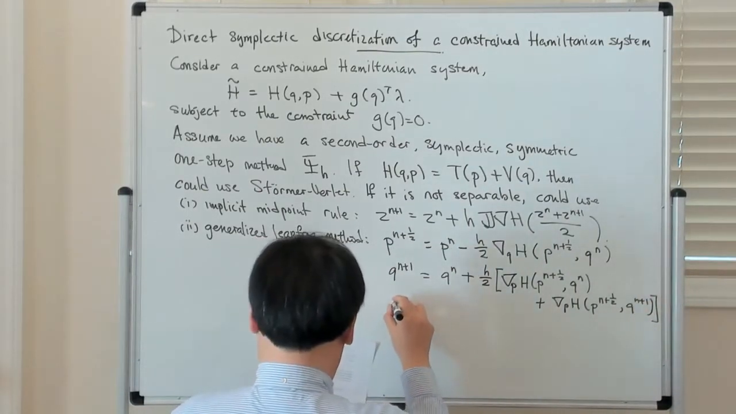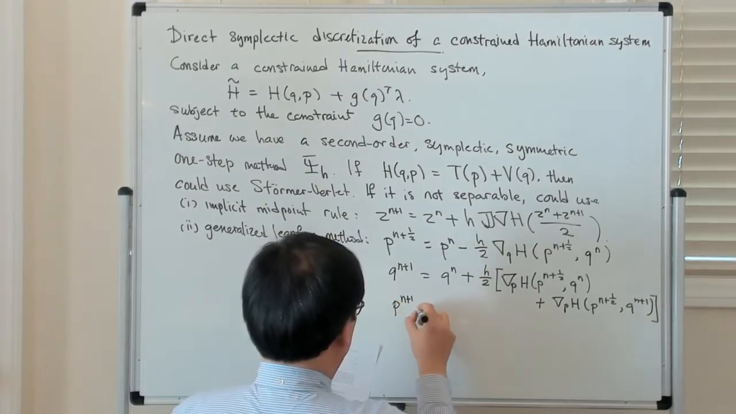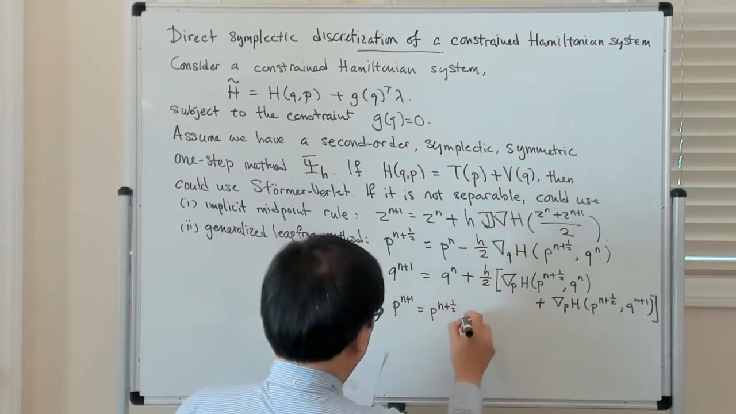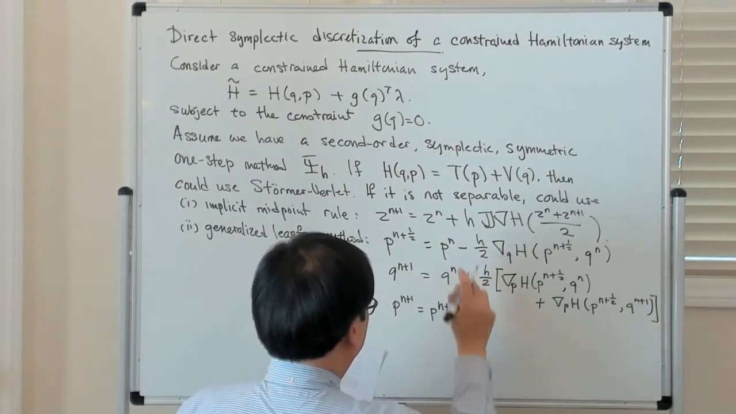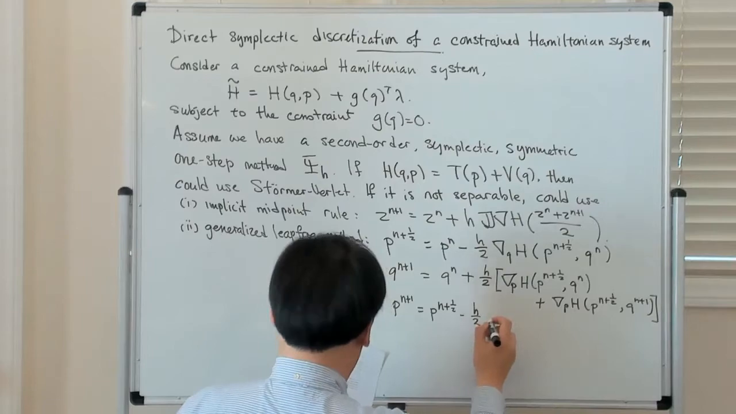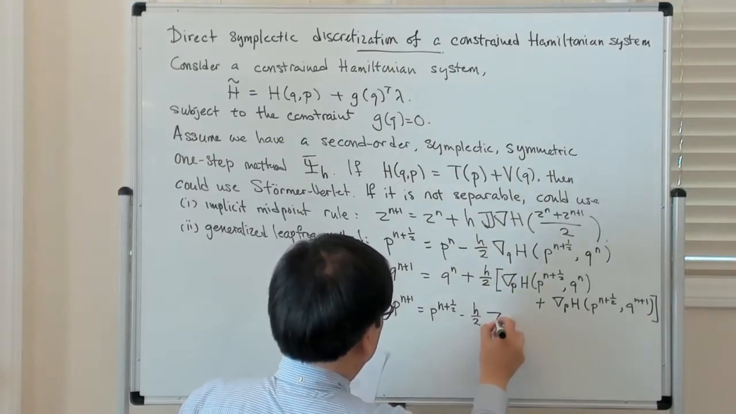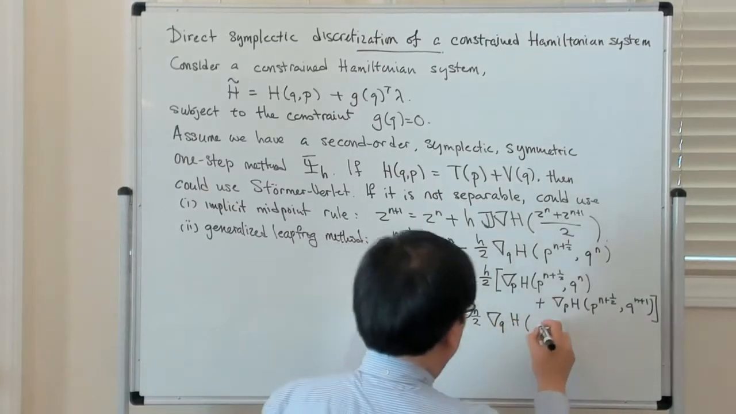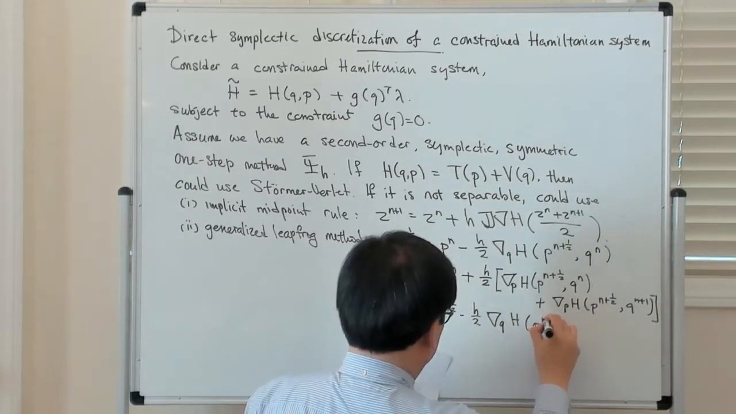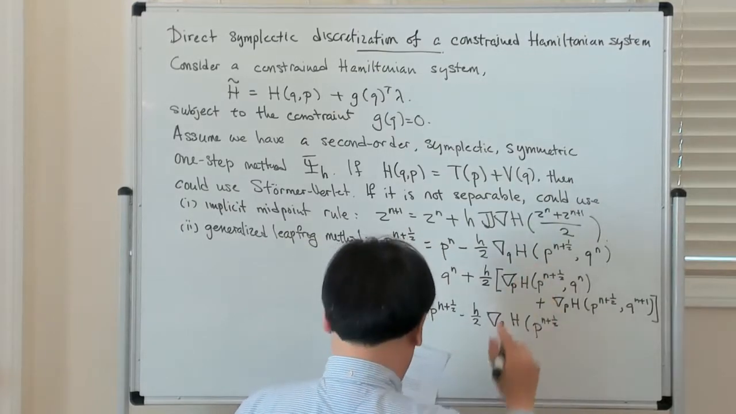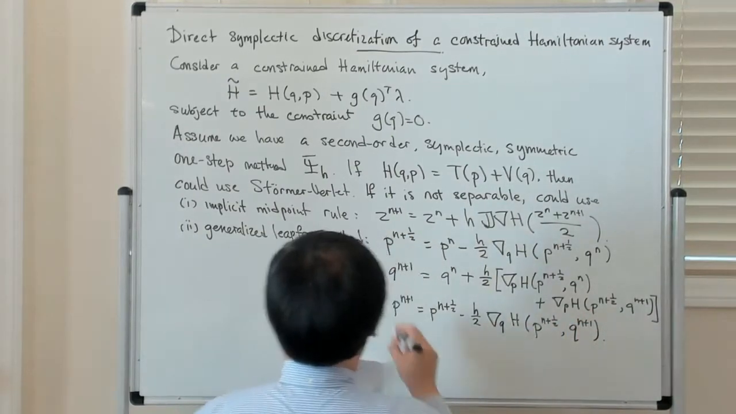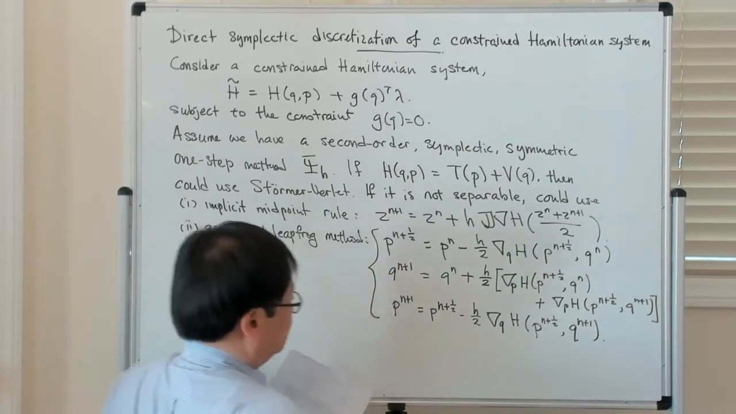And then the final step of the momentum starts from the half step and gives you a half step of the vector field associated with momentum, but evaluated at the half step of the momentum and the new value of the position. Okay, so this is what is called the generalized leapfrog method.